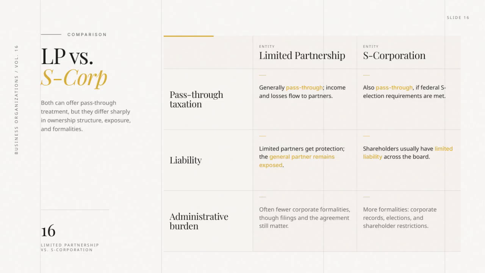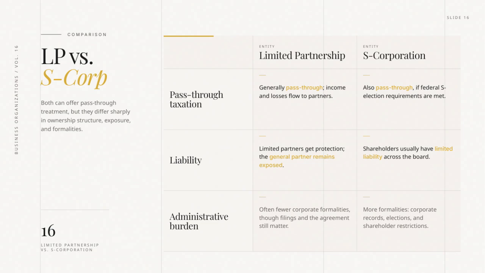Let's compare limited partnerships, or LPs, with S corporations. Both structures offer the benefit of pass-through taxation, which means income and losses pass directly to the owners, helping avoid double taxation. However, there are important differences. In an LP, limited partners have liability protection, but the general partner remains personally exposed to risk. On the other hand, in an S corporation, shareholders typically enjoy limited liability protection across the board.